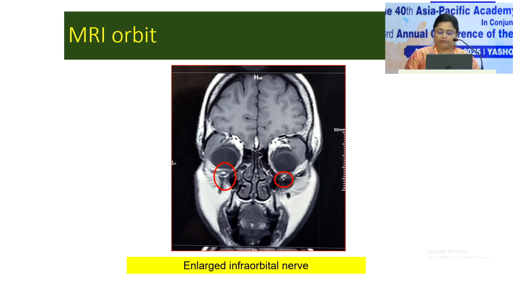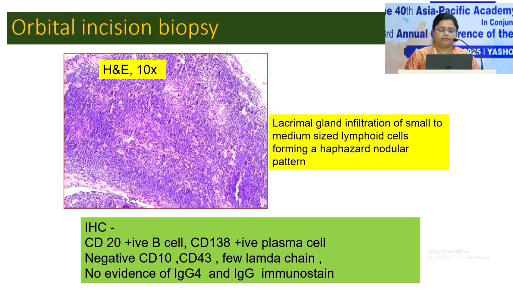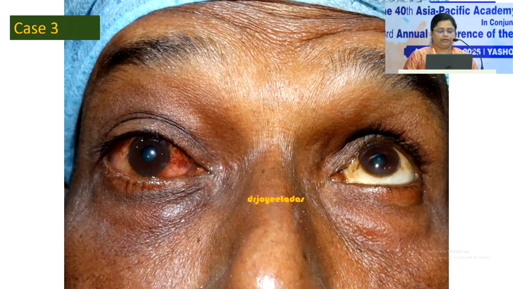So my first clinical differential was IgG4 disease. I did an incision biopsy, but there was a surprise. It showed lacrimal gland infiltration with medium-sized lymphoid cells, and this patient underwent chemotherapy and now she is doing well.